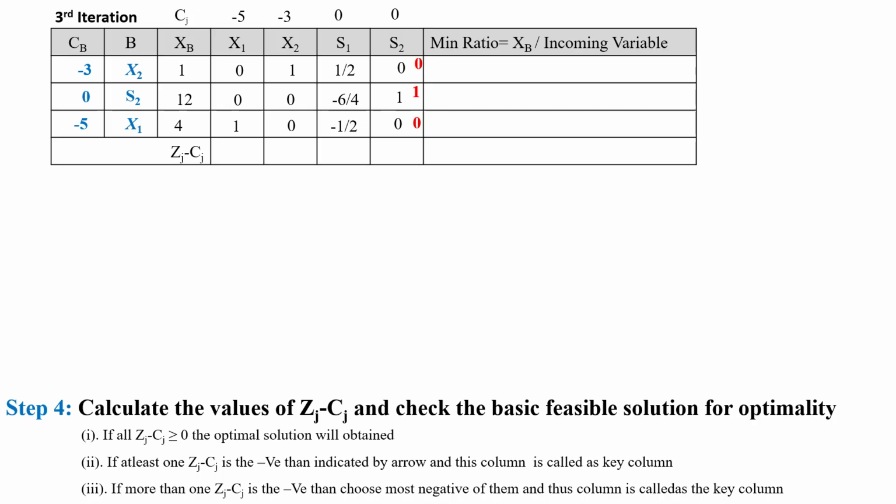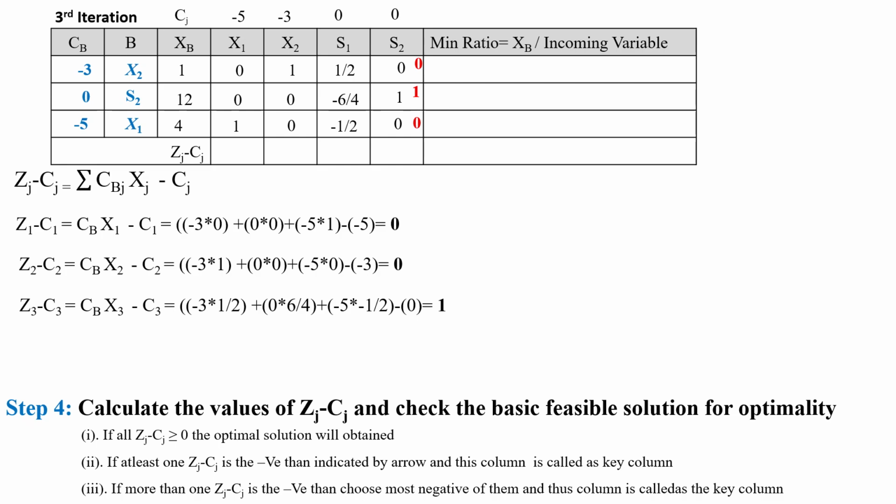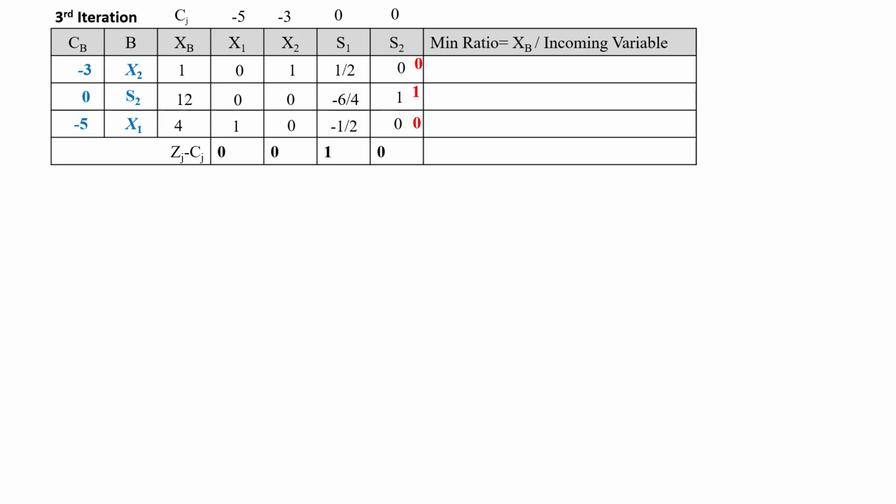So once again I have to calculate the Zj minus Cj values. First Z1 minus C1 is equal to 0, Z2 minus C2 equals 0, Z3 minus C3 equals 1, Z4 minus C4 equals 0. So here observe that all the Zj minus Cj values are greater than or equal to 0. So the present solution is the optimal solution.